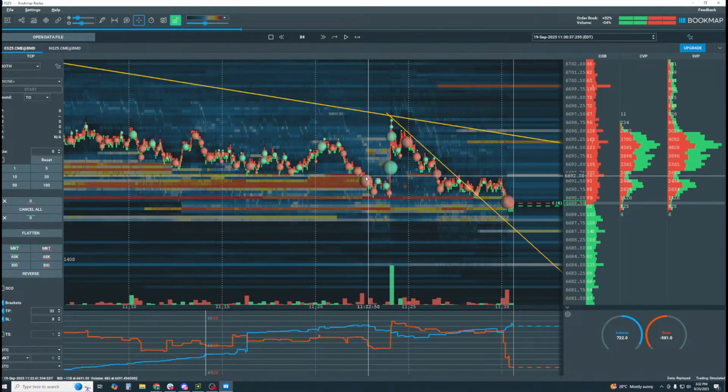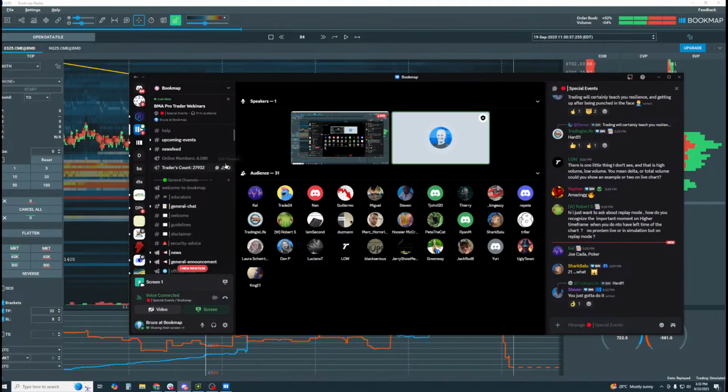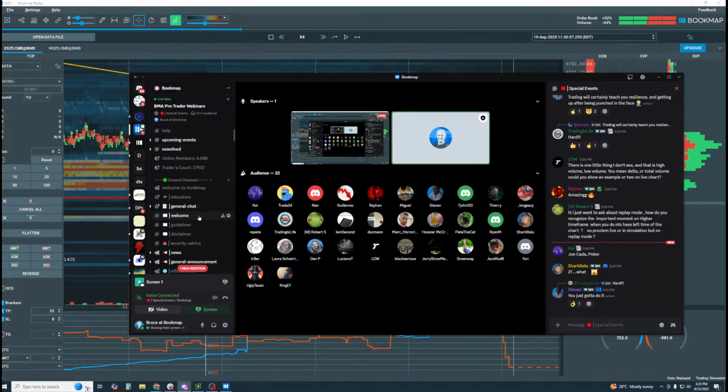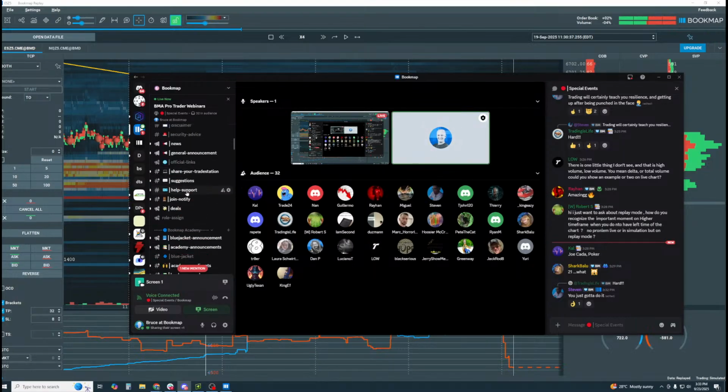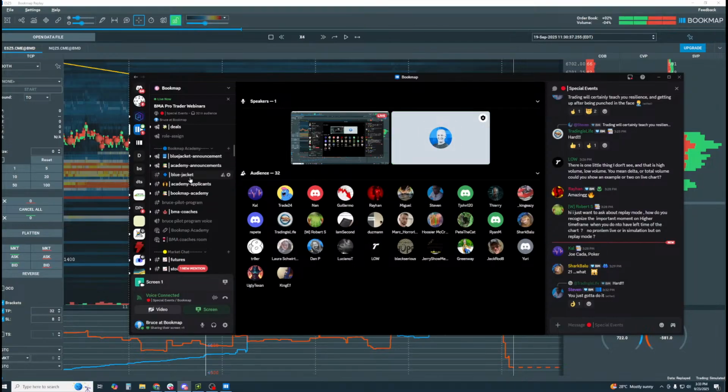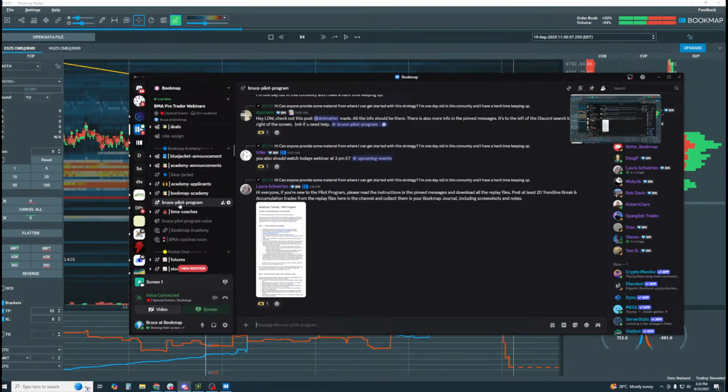This is the process. We have the files in the pilot program room here. Let me show you where that is. It is up here. First there's the welcome, then general, and then we'll go down to Bookmap Academy. It is inside the Bookmap Academy. Here's the pilot program voice room, and here's the pilot program room right here. So click on that.